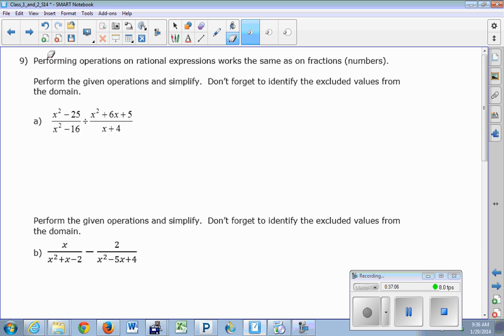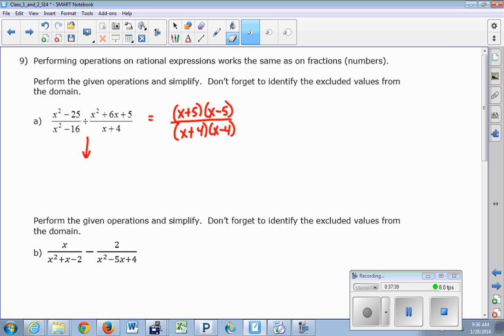Okay, so let's take a look at this first one. Now, before you even attempt to do any of these problems, factor everything to death. Okay, factor everything to death. So you want to factor your first numerator. It's the difference between 2 perfect squares. We've already seen x squared minus 25 today. Guess what? Your first denominator is also the difference between perfect squares. 16 is a perfect square, and so is an x squared. So I'm going to factor both of those.